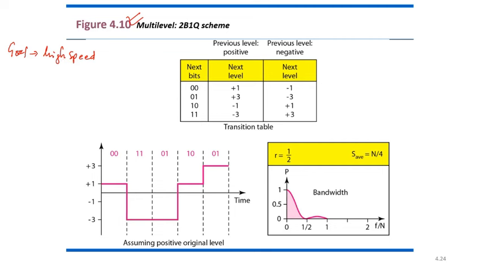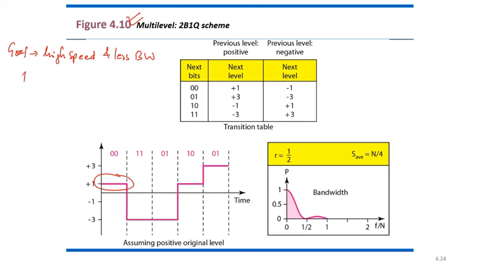Okay, so we should be having high speed. Along with that, we should be requiring less bandwidth. So while transmitting the signal, we should be requiring less bandwidth and we should be having high speed. If it is high speed, it means we need to increase the number of bits per signal element. So this is one signal element. This is one signal element. So one signal element should be able to transmit more number of bits. Then it will be like high speed.